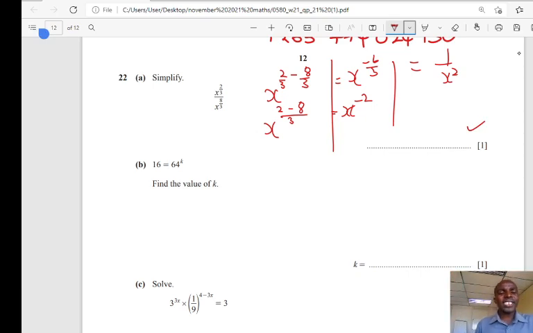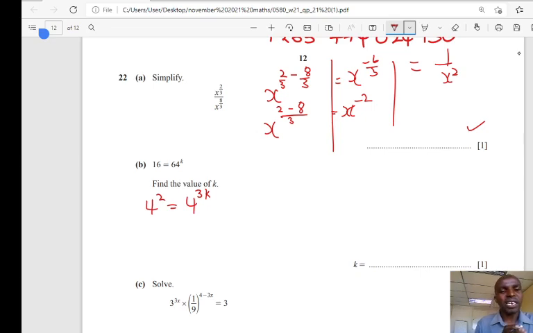Done. Next, 16 is equal to 64 to the power k. Find the value of k. These are called equations involving indices. Indices, these are just powers. To solve such equations involving powers, you can check from 16. 64, can it be expressed as a power of 16? No. So you get back to 4. You say 16 is 4 squared. 64 is 4 to the power 3. Then you put your k.